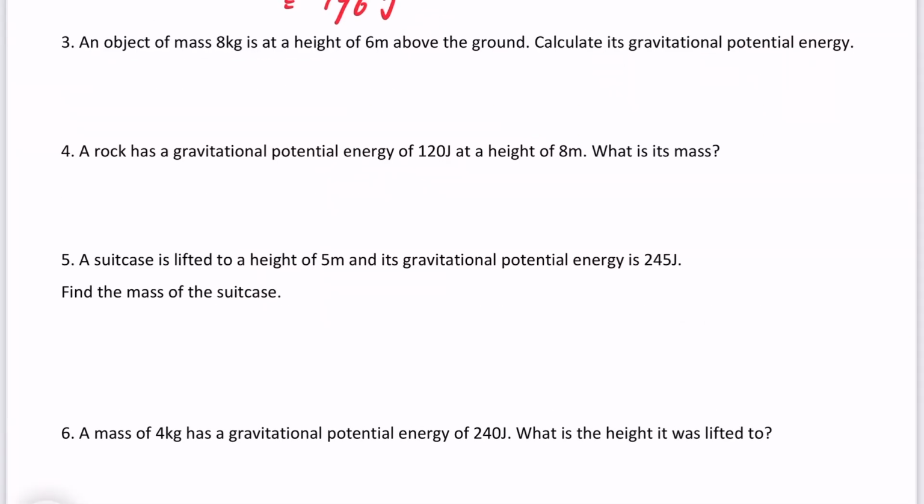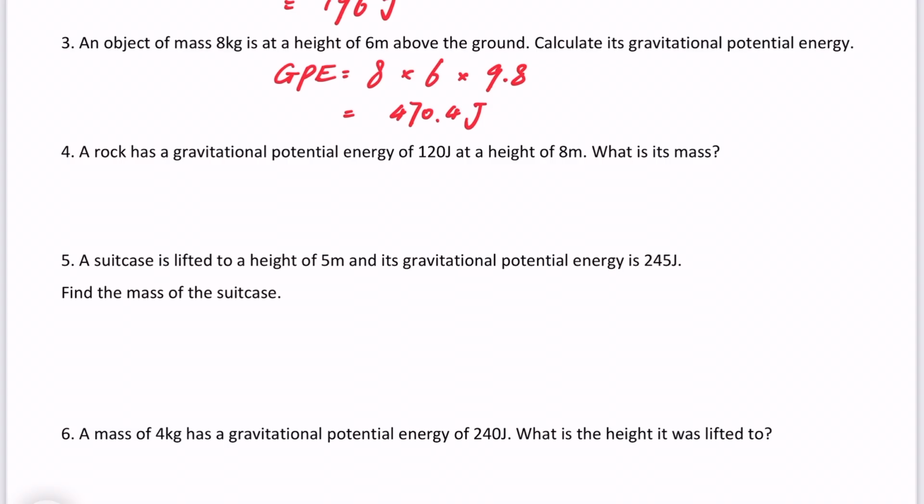An object of a mass of 8 kilograms is at a height of 6 meters above the ground. Could you calculate the gravitational potential energy? Let's write out the equation. Gravitational potential energy equals 8, the mass, times 6, the height, times 9.8, that's the gravitational field strength, which would give us the final answer of 470.4 joules. Alright, let's move on to question 4.